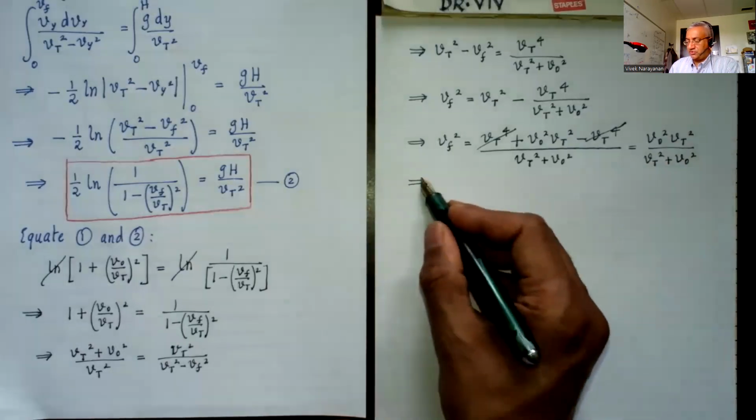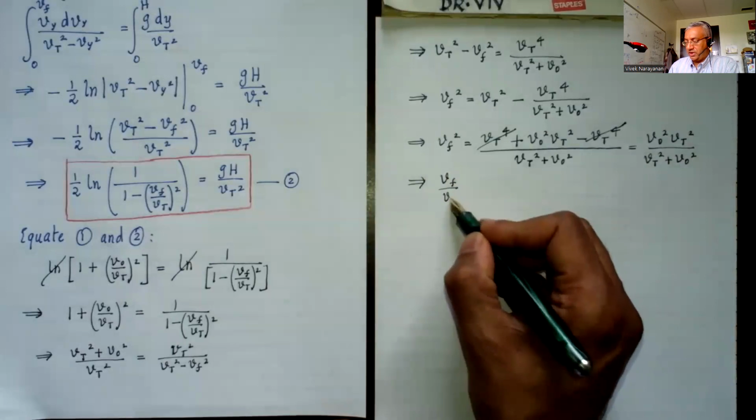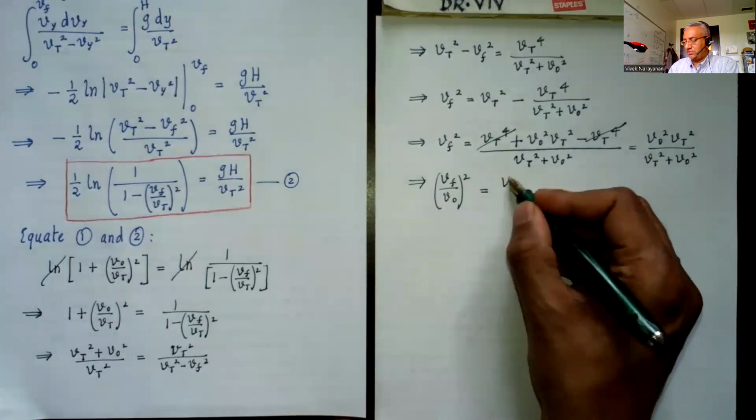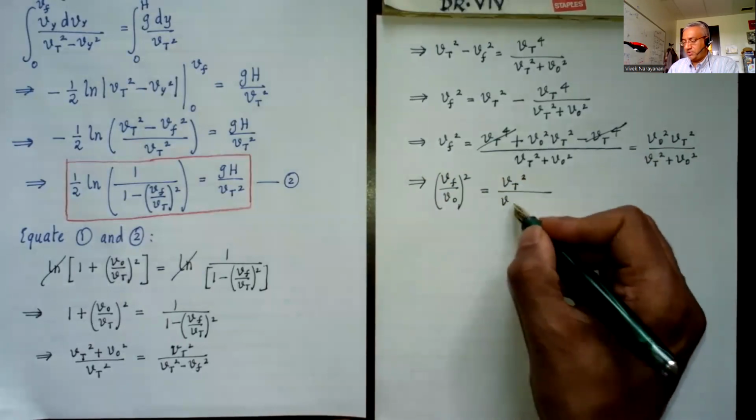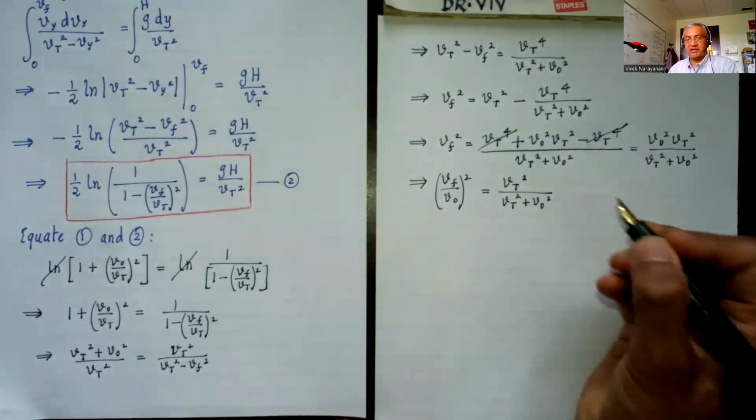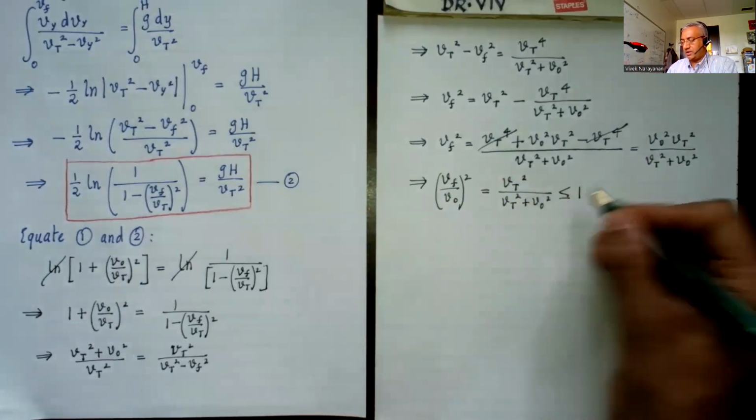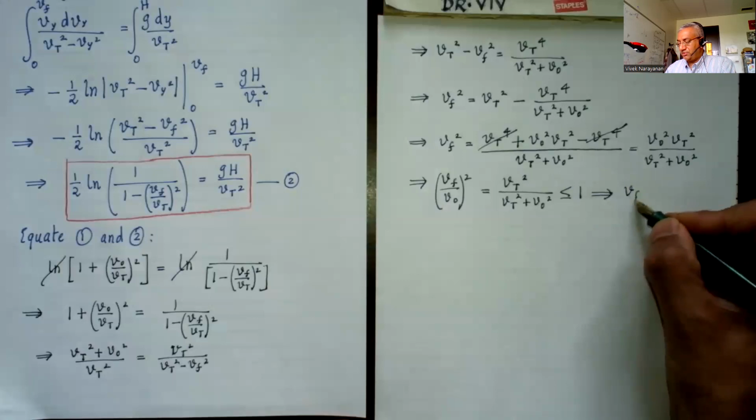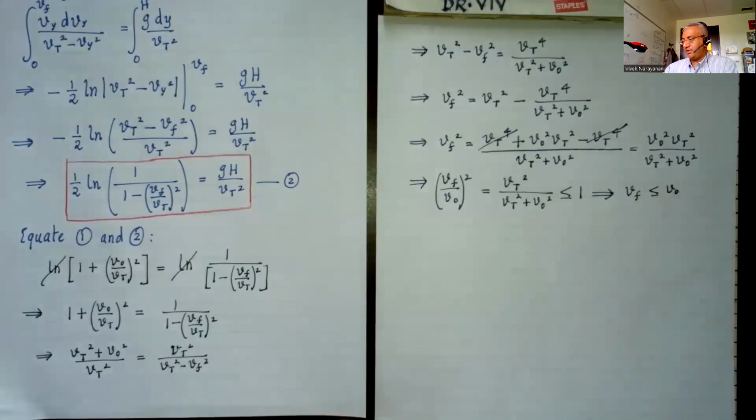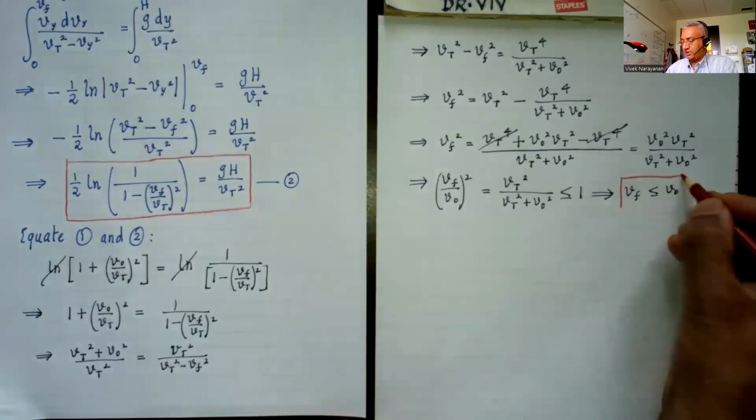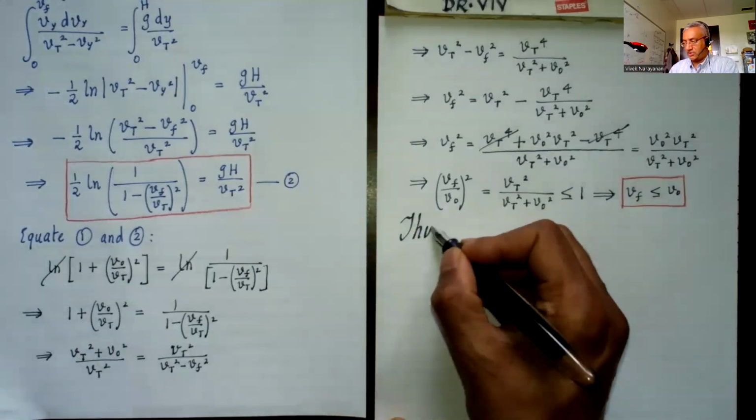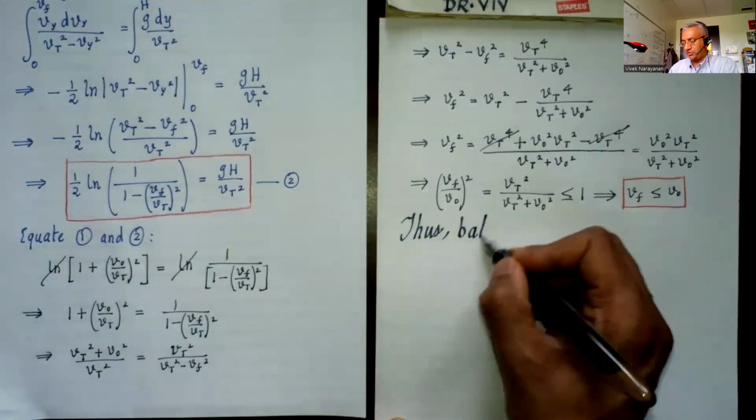Excellent. So I have vf over v naught. What I'm going to do is divide both sides by v naught squared. So that gives me vf squared over v naught squared equal to vt squared over vt squared plus v naught squared. Now, anybody can agree that this is going to be less than or equal to 1, because the numerator is always going to be less than or equal to the denominator. So this tells us that vf must be less than or equal to v naught. We have proved the first part of this video. So we'll write our grand conclusion. Thus, ball returns with slower speed.